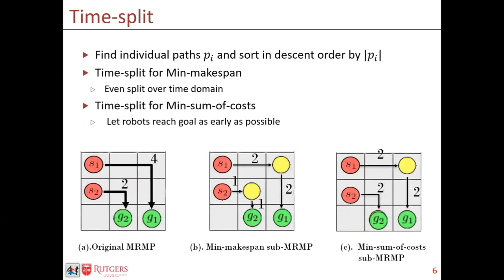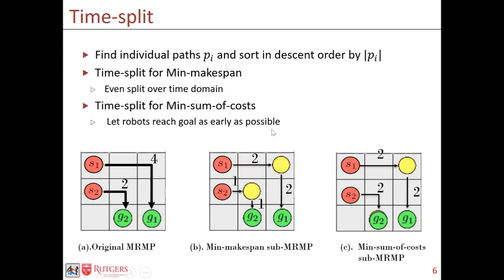How to find intermediate states that keep the optimality and make the algorithm as efficient as possible is important. First, we find individual paths, ignoring the inter-collision among robots, using A star in descending order by path length. For minimum max span problems, we split evenly over the time domain. For each subproblem, the distance a robot will go is roughly the shortest path length over k if the split level is k. For two split, the intermediate states are the middle points.